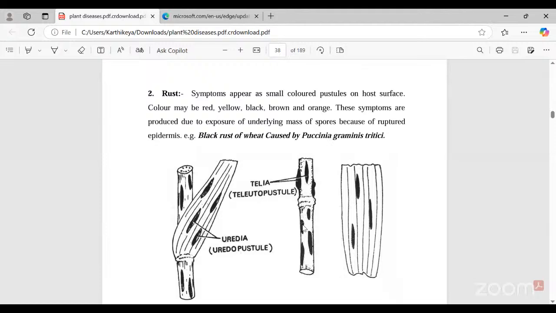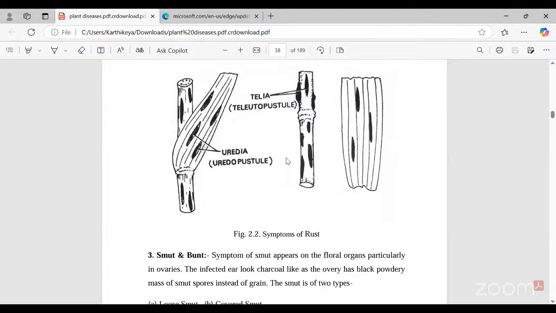The rust symptoms appear as small colored pustules on the host surface. Here, the color may be red, yellow, black, brown, or orange. These symptoms are produced due to the exposure of an underlying mass of spores because of a ruptured epidermis. Here, black rust of wheat is caused by Puccinia graminis tritici. This is rust disease.